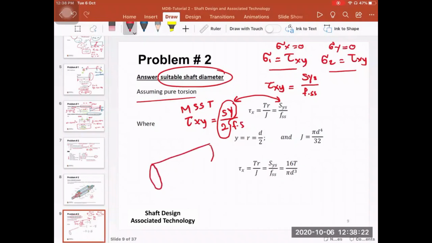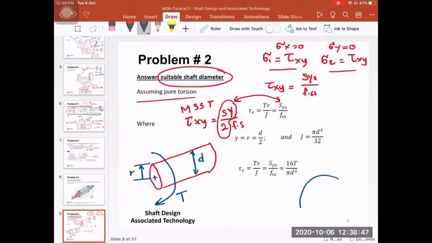a cylinder or a shaft, and then this cylinder or this shaft is exposed to torsion, so the torque is T. And then if you look at the cross section here, you'll find that the radius is R, where the radius is just half of the diameter of the shaft. So then if you remember the distribution of the stresses for the torsion, it is something like this. You have maximum here, you have maximum here, and you have minimum in the middle.